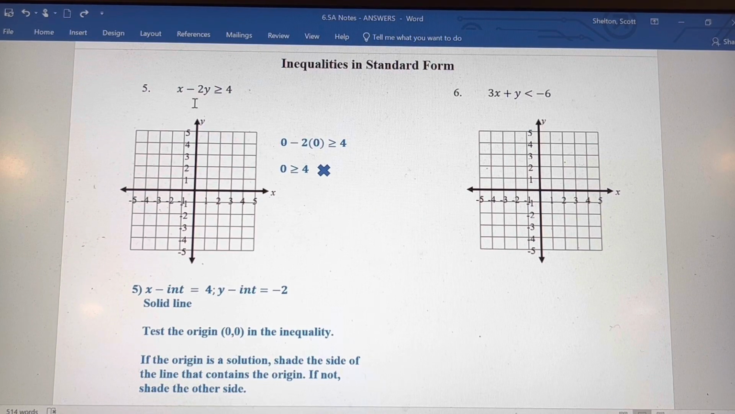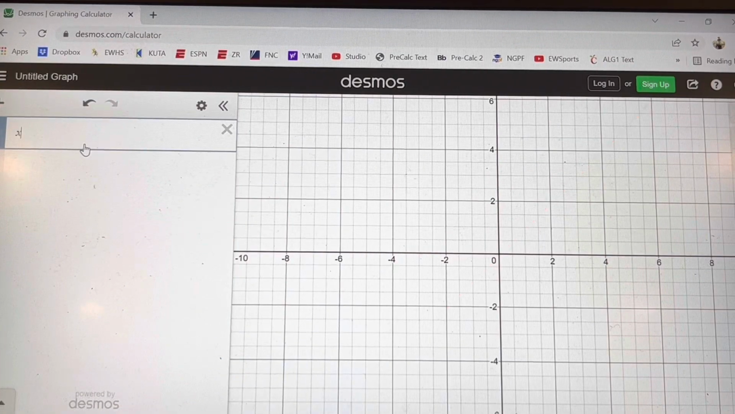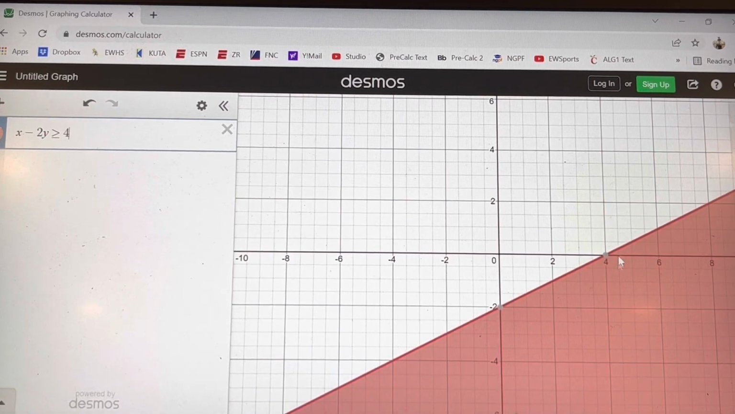All right, so let's check our work with Desmos. x minus 2y greater than or equal to 4. Okay, so remember, our x-intercept was 4. Our y-intercept here was -2. The origin is here. Don't forget solid line. We determined that the origin was not a solution, so we're going to shade on the other side. Okay, so that's the answer for that one.